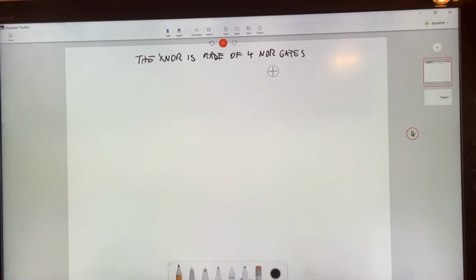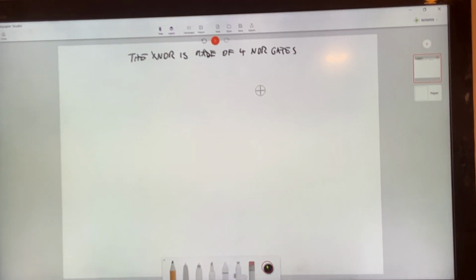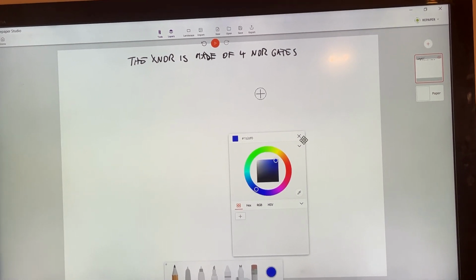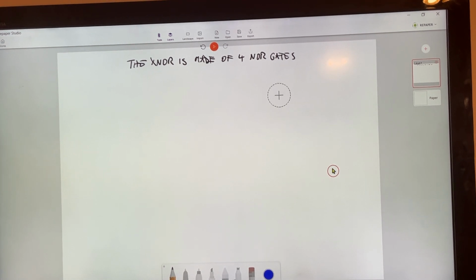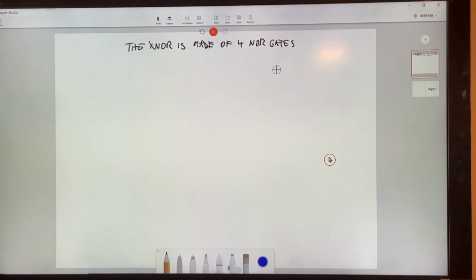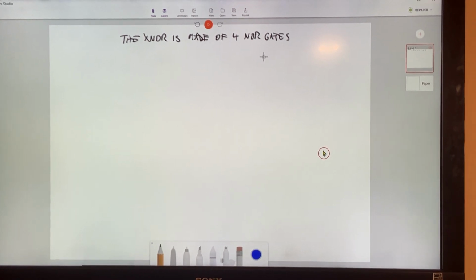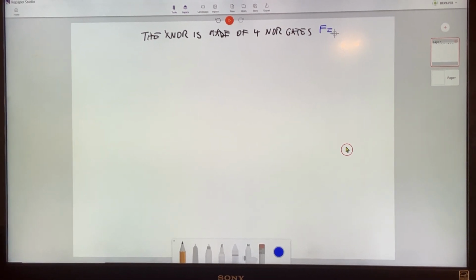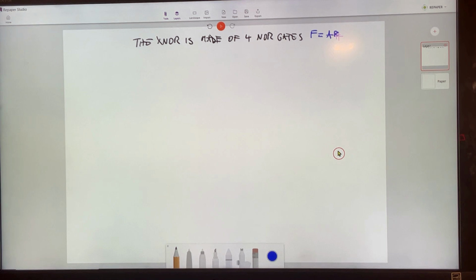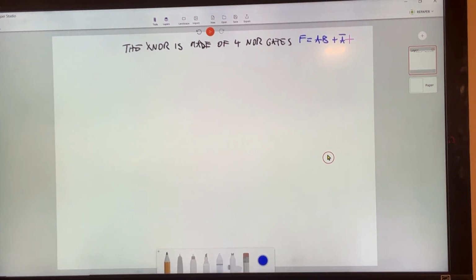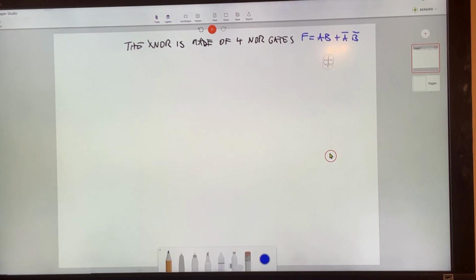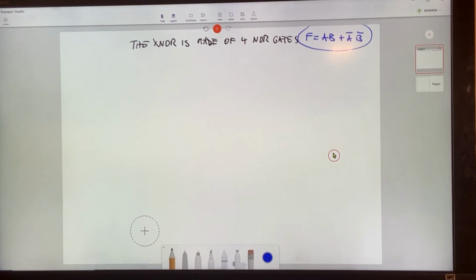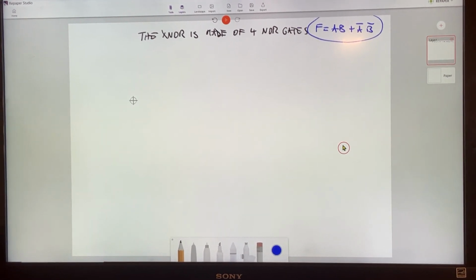And by the way, if you give me 1 second to change the color here, I'm going to justify exactly the formula found in the big summary table in the previous video. And this is going to be the function equals a times b plus a bar times b bar. This is the function representing the exclusive NOR. So now let's find out how this one is going to unfold.